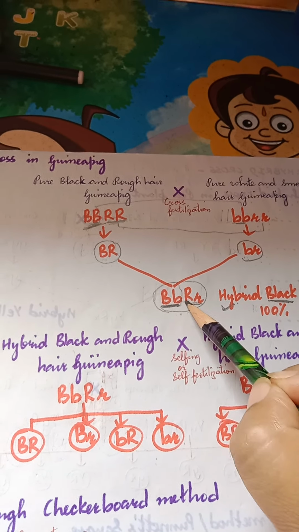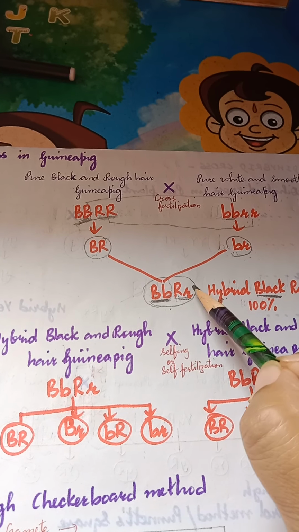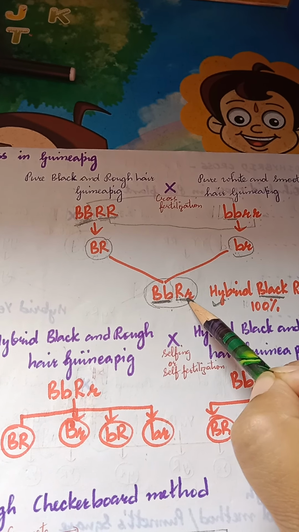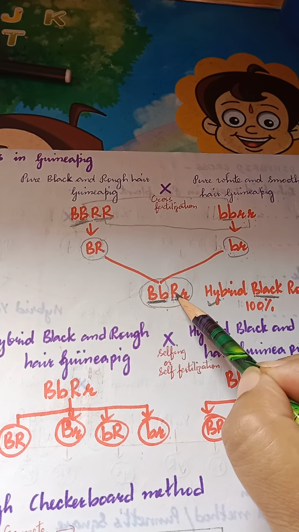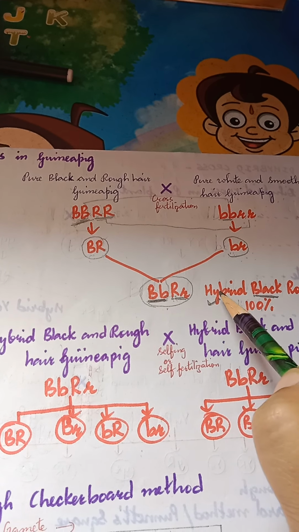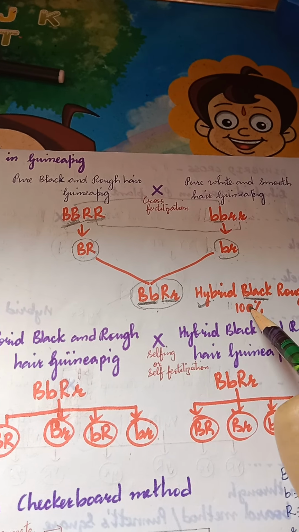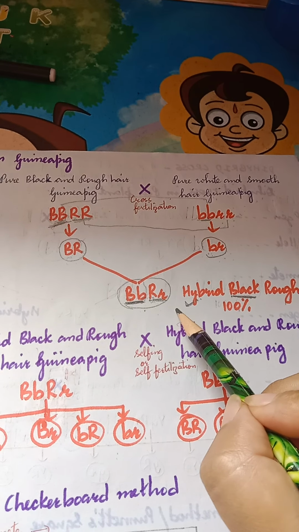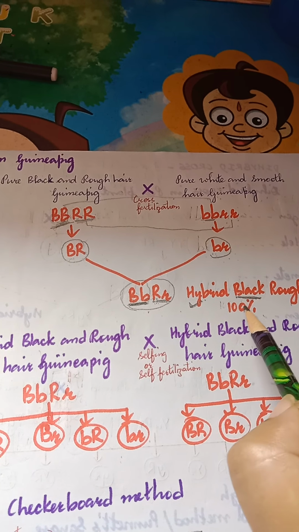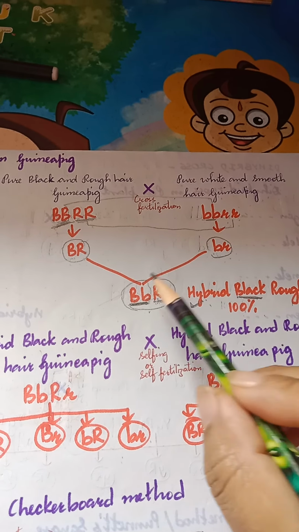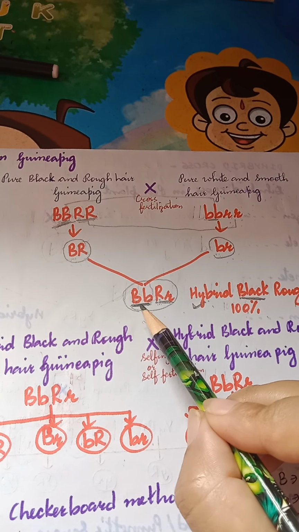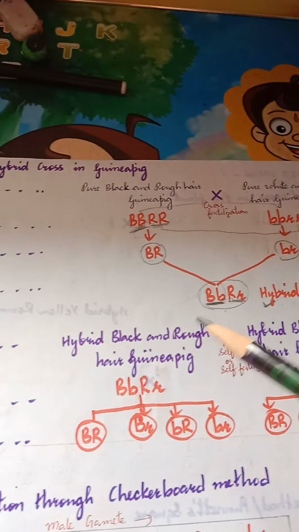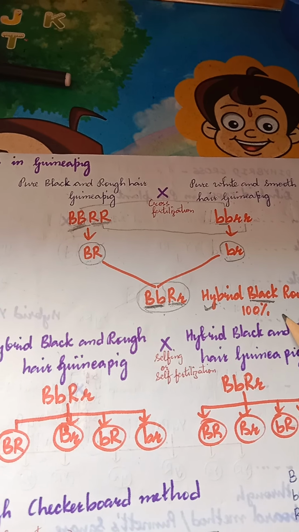Let's check the texture of the hair. Capital R is rough and small r is smooth. We know that capital R is rough, so R is dominating. So the color of the hair of this hybrid organism will be black and the texture will be rough, because capital R is dominating. So all the offspring produced in the F1 generation, that is 100%, will be hybrid, with black hair color and rough hair texture. A hybrid black rough-haired guinea pig will be born in the F1 generation. That means all the offspring, 100%.